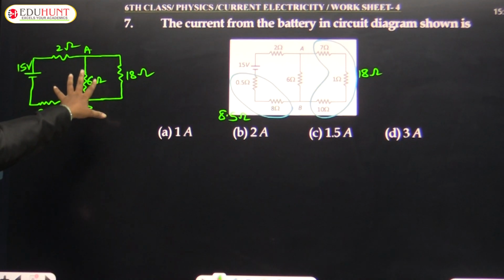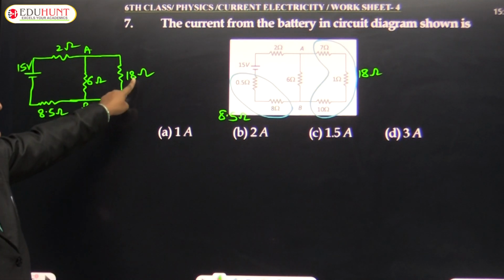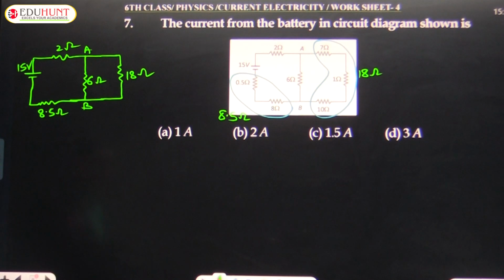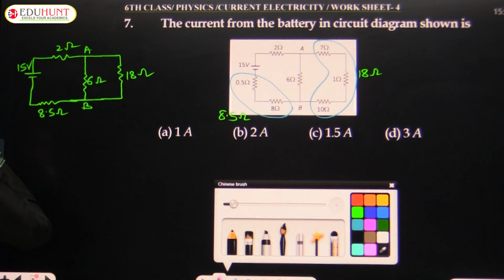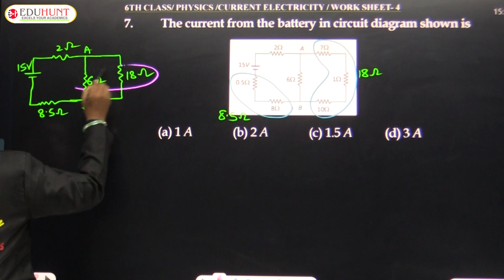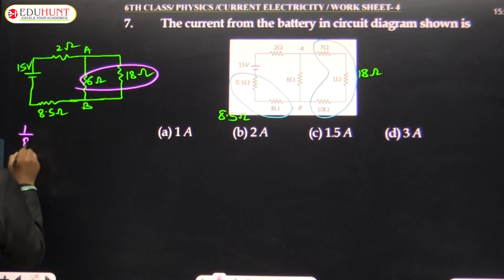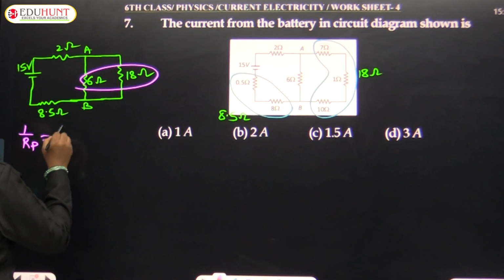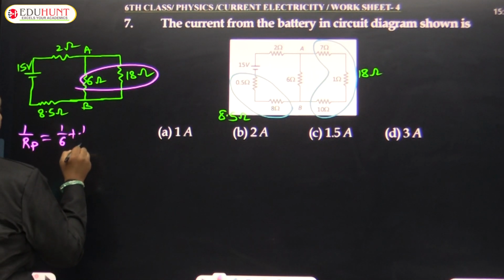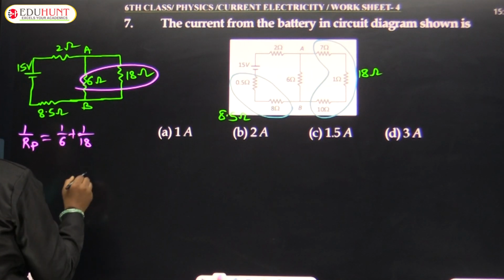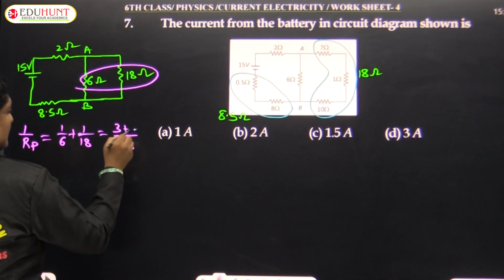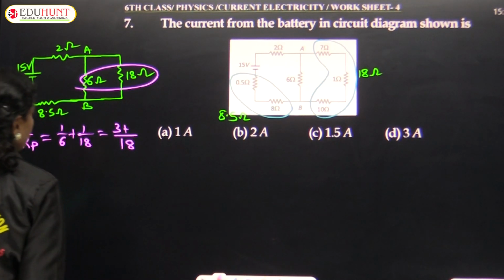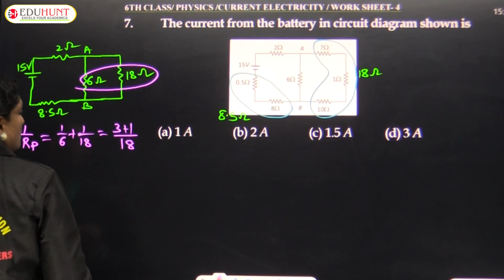So if you look at this circuit diagram carefully, we observe that 6 and 18 are connected in parallel. So if you simplify that 6 and 18, how much are you getting, children? These two, as they are connected in parallel, we have to apply the formula 1 by Rp equals 1 by R1 plus 1 by R2, that is 1 by 6 plus 1 by 18. LCM is 18, here will be 3 plus 1. 6 goes 3 times and 18 goes 1 time.